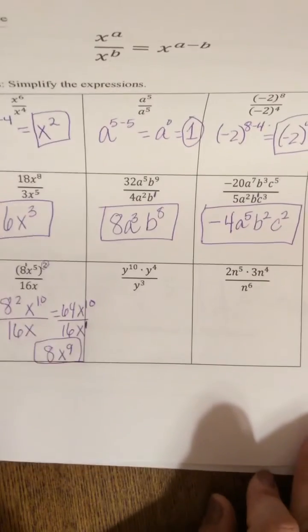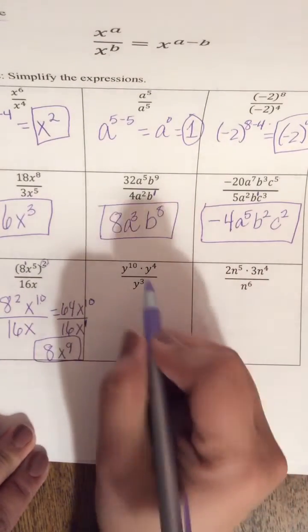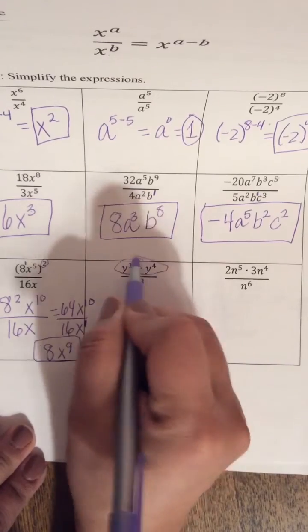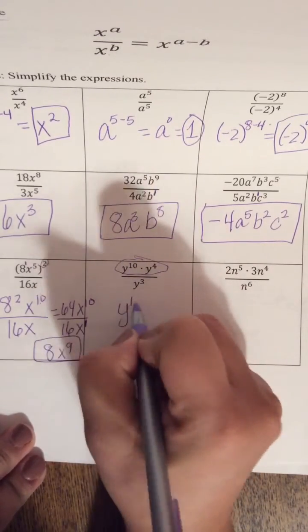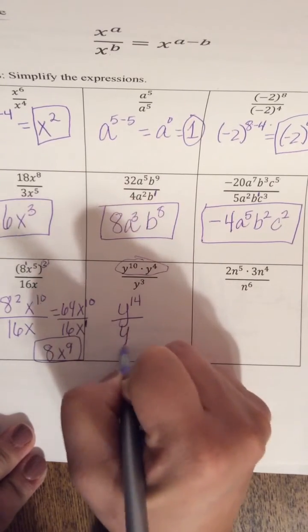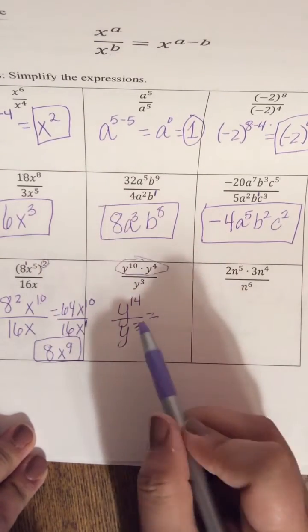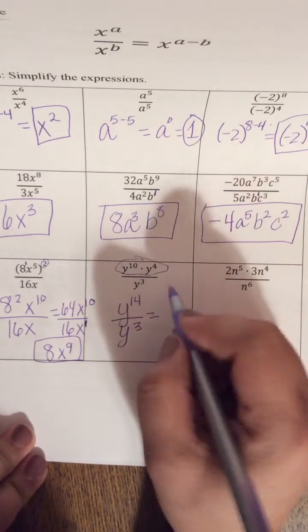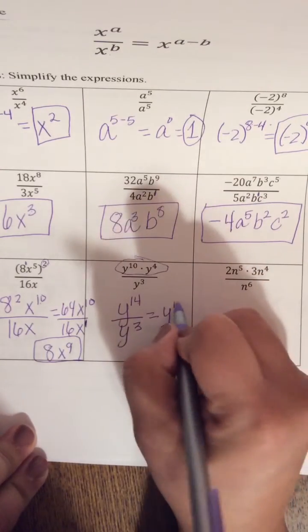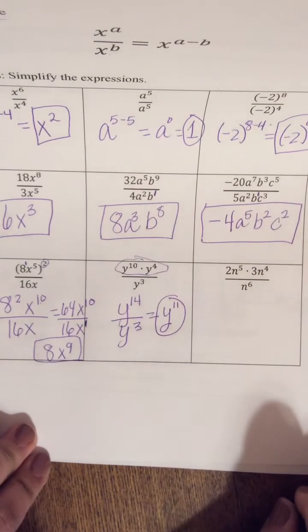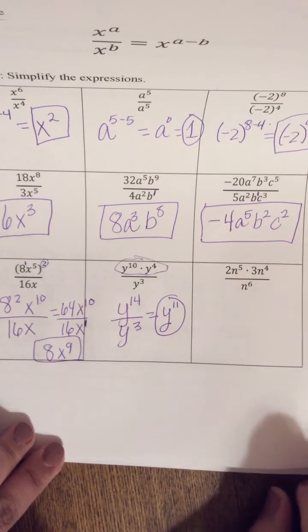For this problem, we're going to use the product rule, where you go across first. You're going to do the top first. Combine those two. So 10 plus 4 is 14. Divided by y cubed. Then you're going to subtract 14 take away 3. That is going to be 11. Y to the 11th power.